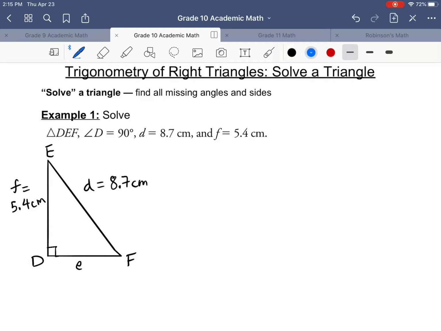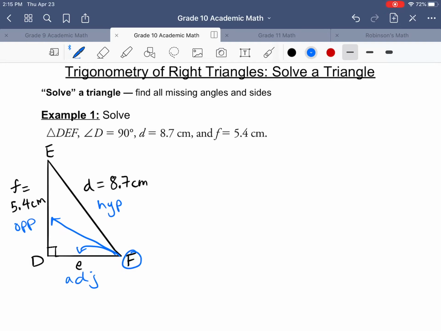You could also start off with finding angle E, or you could even find side E using the Pythagorean theorem because we have the other two sides. But I'm going to choose to start here. So angle F is going to be my reference angle, the angle that I am looking for. So across, we have our opposite side, and beside, we have our adjacent side, and then we have our hypotenuse here across from the 90 degree angle.